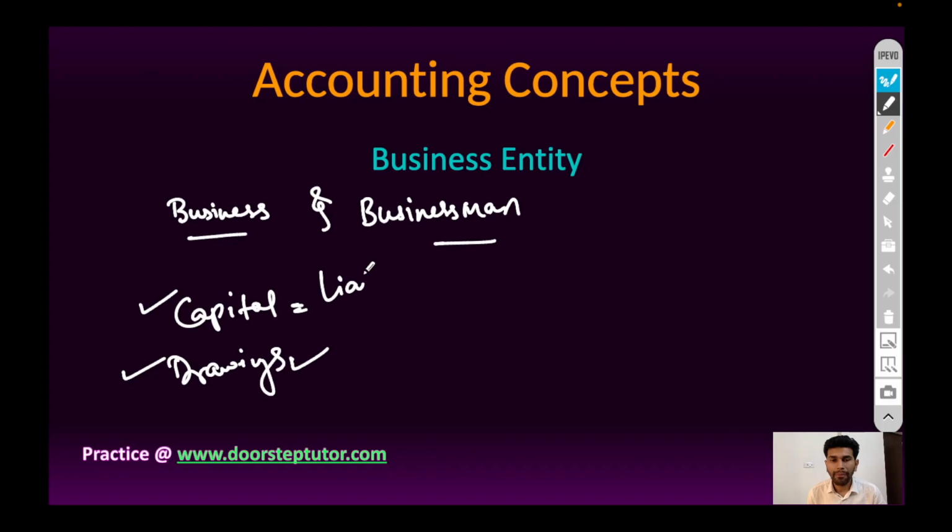Capital is a liability for the business, because at the time of winding up, the businessman will take away that capital. So there is a difference between business money and businessman personal money. So business entity concept says that there is a difference between business and businessman. Businessmen's personal transactions are different, and only business transactions are recorded in business books of accounts.